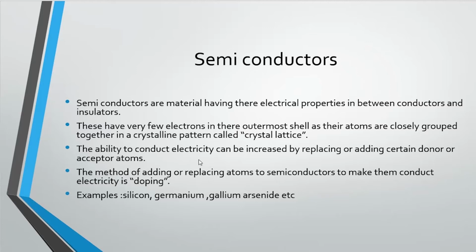So when we talk about replacing or adding certain donor atoms, there's a method for that, and that is doping. Doping is the method by which we add or replace atoms from the elements. Either we add certain donor atoms or we replace.